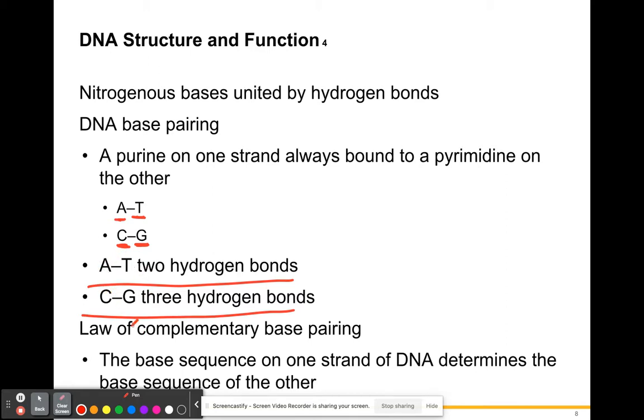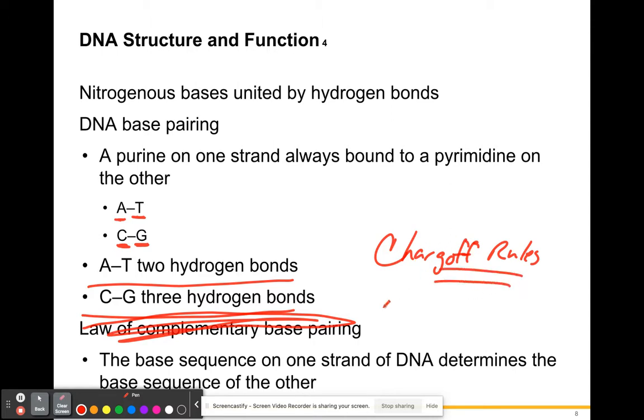This was discovered by a person named Chargaff back in the 50s, might have been the late 40s, early 50s. Chargaff, that was the name of the scientist. And he found out that A's always bond to T's and G's always bond to C's. It is now termed Chargaff's rule. I don't call it the law of complementary base pairing because I want to give props to Chargaff. We call it Chargaff's rule.